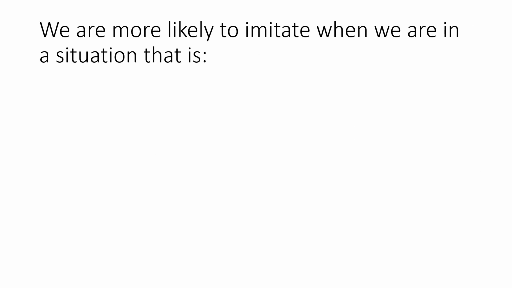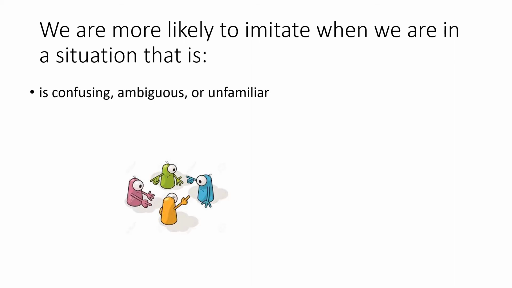The previous slides were focusing on the types of people we're more likely to imitate. This slide is on the types of situations that encourage us to be more likely to imitate. And that's the case when the situation is confusing, ambiguous, or unfamiliar. And this makes sense to me. If you come into a new situation you're not really familiar with, you don't really know how to behave, you would look to other people who are navigating that successfully and say, oh, that's what I'm supposed to do. I'll try that.